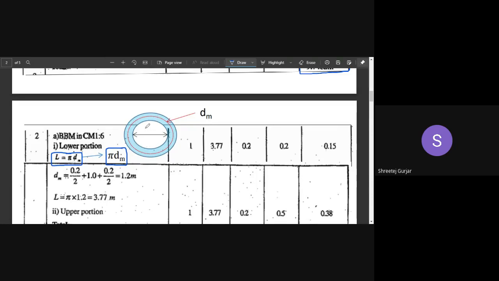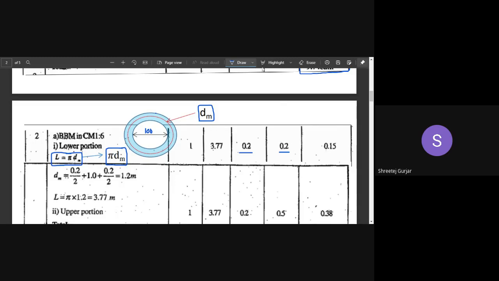This is our internal diameter, which is 100, right? And then this is our external diameter. Depending upon your layer, it will be some distance. So we will take the central one, that is your dm, the mean diameter. So pi into dm is your circumferential length, right? So length we'll calculate using this formula, and then thickness of the respective layer we'll write, and then the height of that respective layer we'll write, and we will calculate.